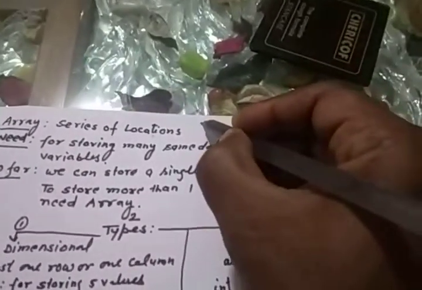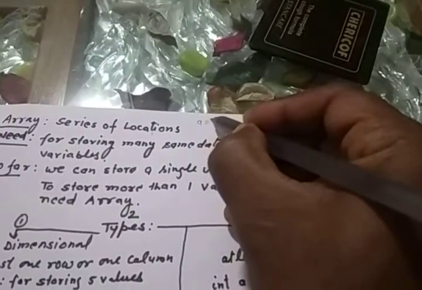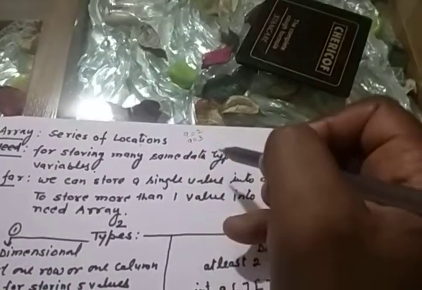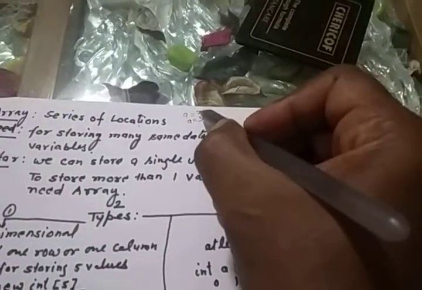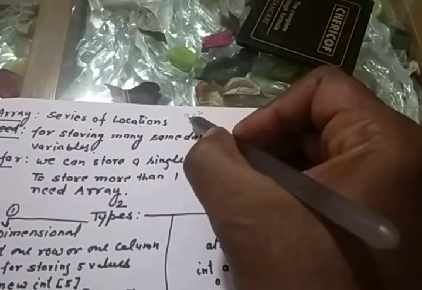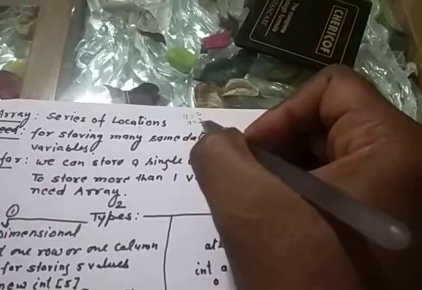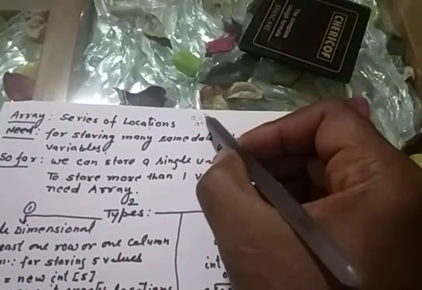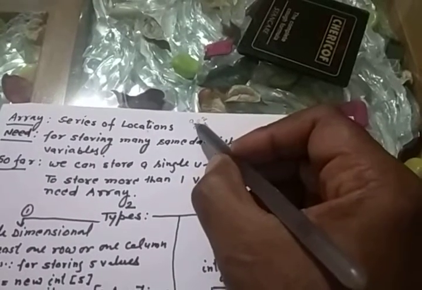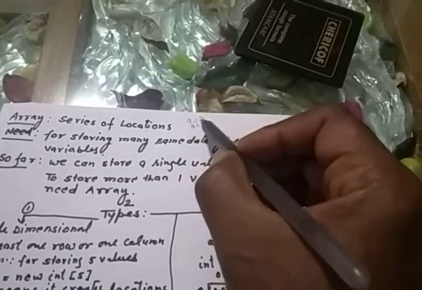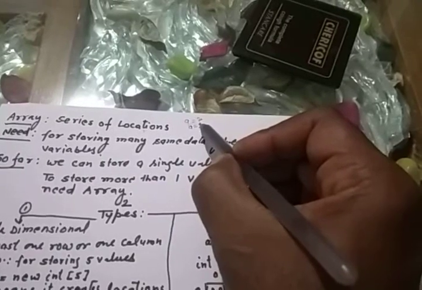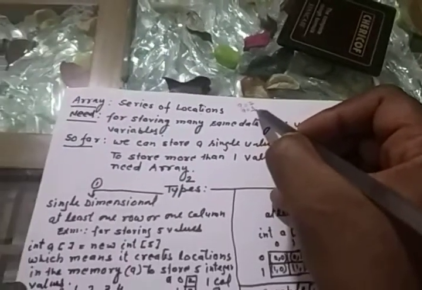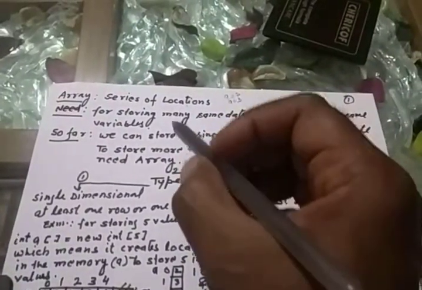Like suppose we are writing a is equal to 2, then we are writing a is equal to 3. So what will happen? The 2 will be washed out from memory A and 3 will be stored. Means what I want to say, only one value can be stored in any memory variable. If you try to store another one, the previous will be washed out. Is it clear? So that is the need of array.